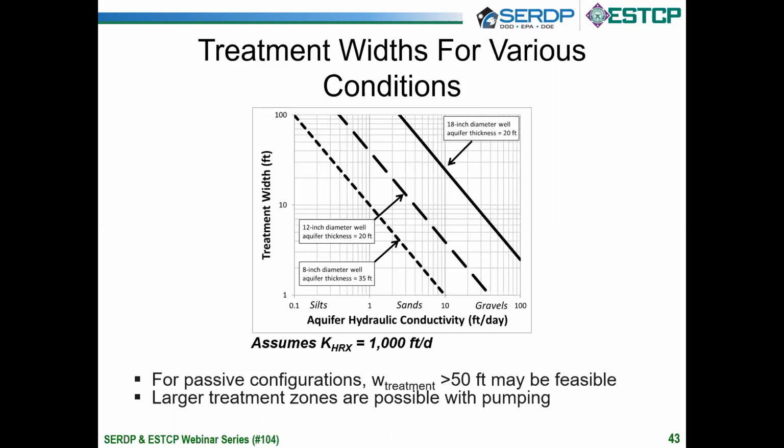You can see that the treatment width in an aquifer that is very permeable under a passive application is quite small, only single-digit feet, or excuse me, feet in length. But as you decrease in average ambient hydraulic conductivity down below a foot per day or so, you start getting into treatment widths that are tens of feet. So again, for moderate to low permeability sites, the treatment widths can be quite viable from a cost effectiveness perspective.